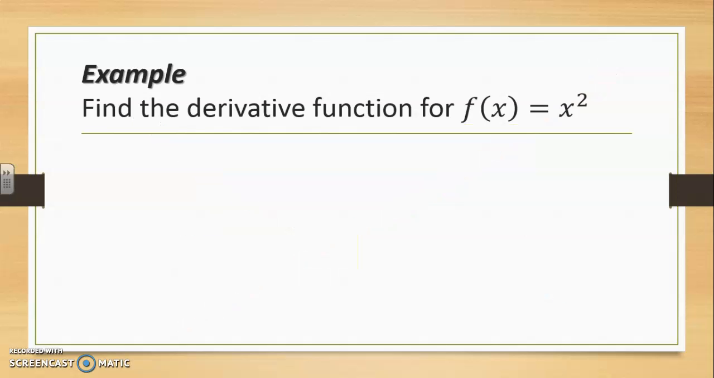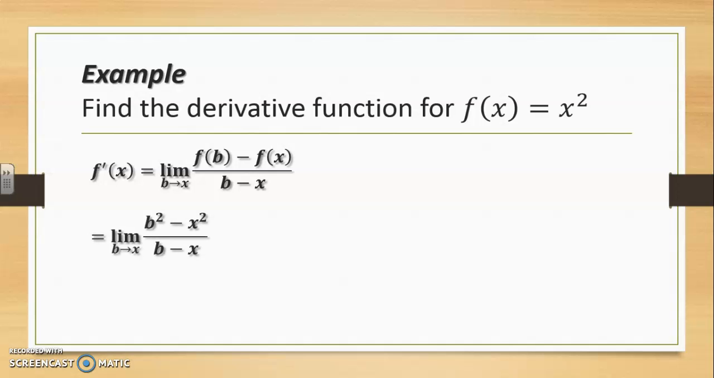For example, let's find the derivative function for f of x equals x squared. I'm going to be using the first limit definition in order to find this derivative function. So f prime at x is the limit as b heads towards x of the difference between f of b and f of x, so the change in y, over b minus x, the change in x.